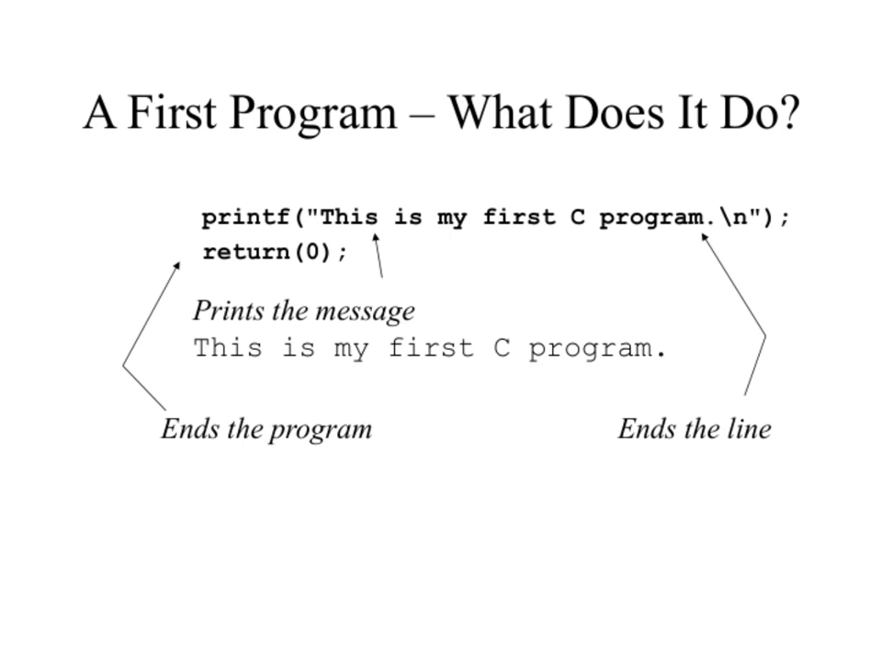Overall, this slide introduces us to the fundamental parts of a C program: ending lines, ending the program, printing messages, and returning control. These are the building blocks we'll use as we learn more about coding in C.